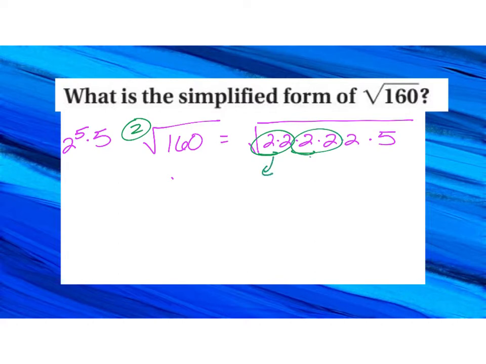So I'm going to take out the 2's and put those in front because I was able to circle a pair of each of those. And now I'm left with the square root of 2 times 5. So now, in the front, 2 times 2 is 4. So I have 4 times the square root of 10.